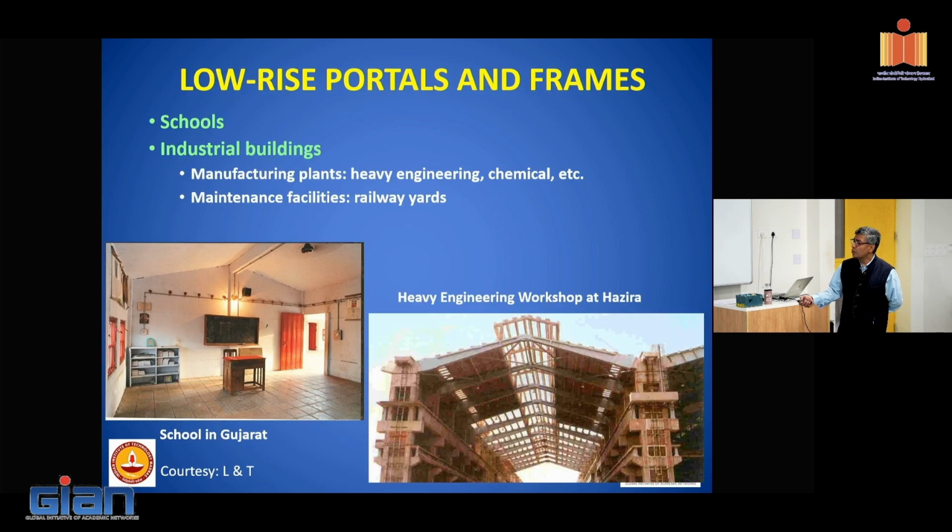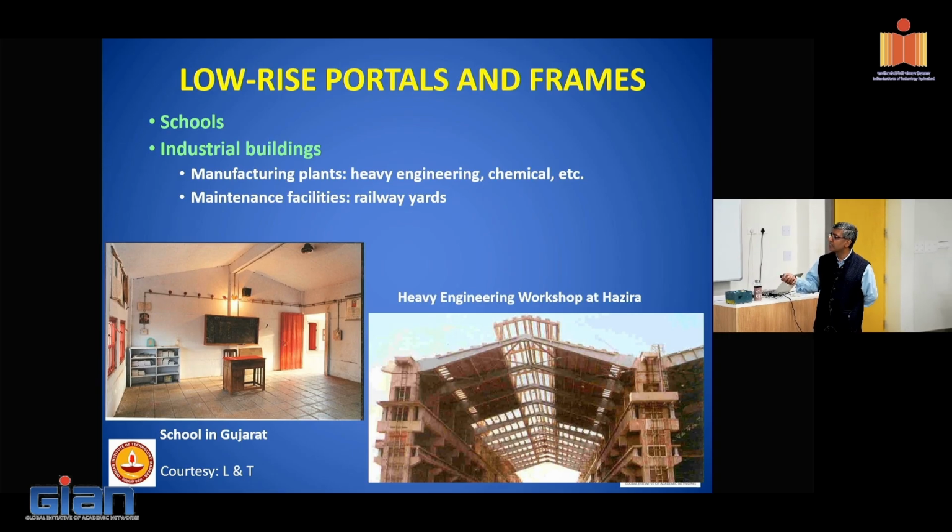This is the school buildings which were done by Larsen and Toubro. Very rapid construction. Low-rise portals, and these are the industrial buildings. Precast columns, precast rafters, purlins, over that some roofing elements. Now in the industrial buildings, a lot of applications are possible: heavy engineering, chemical, railway yards.